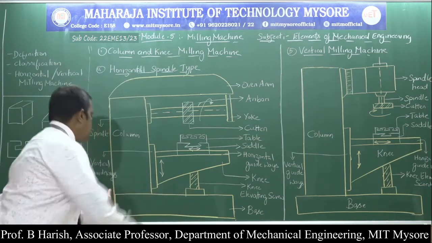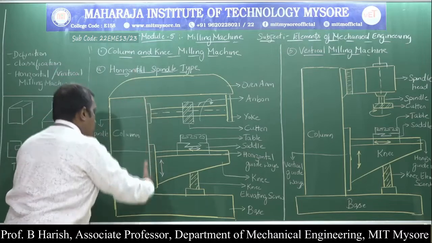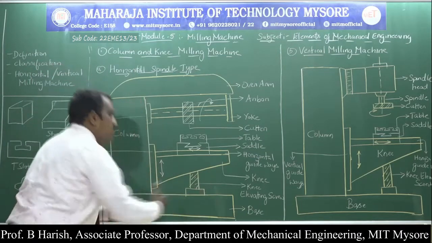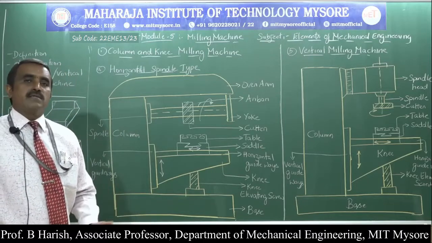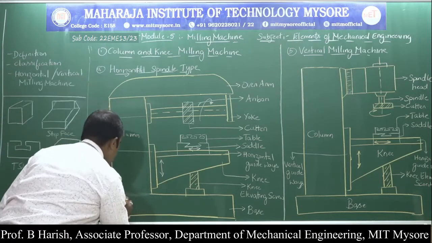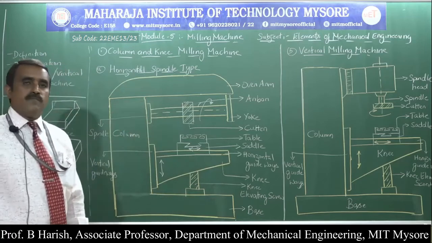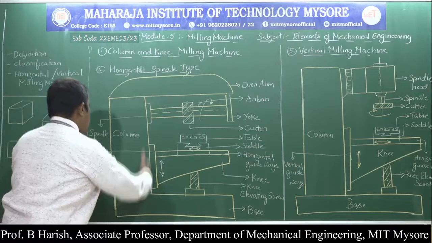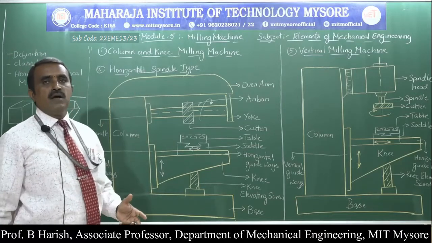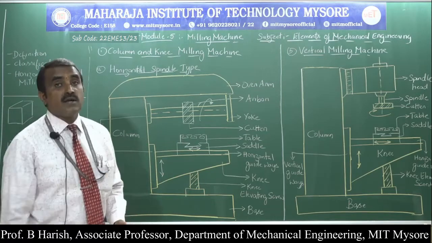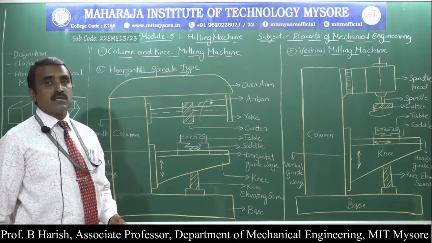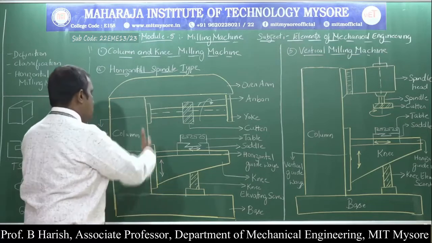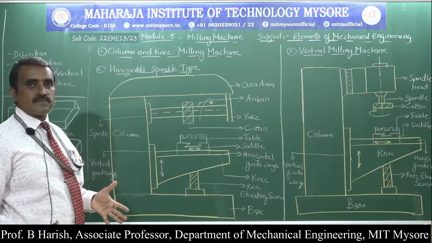Then coming to one end of the base, we have a strong vertical column. Normally the column and base are shown as two parts, but in some cases they can be a single part. So this is the vertical column. Normally the vertical column will be circular in cross section, or it may be in another shape also. This vertical column is on one end of the base.